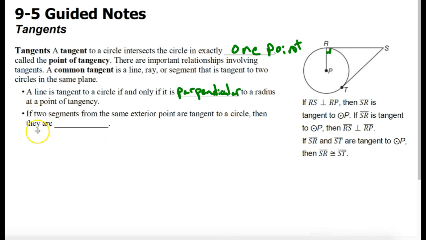The other property that we're going to use is that if two segments from the same exterior point are tangent to a circle, then they are congruent.